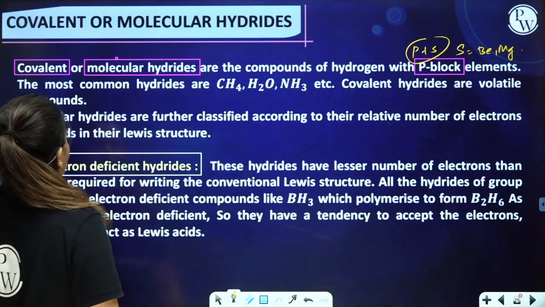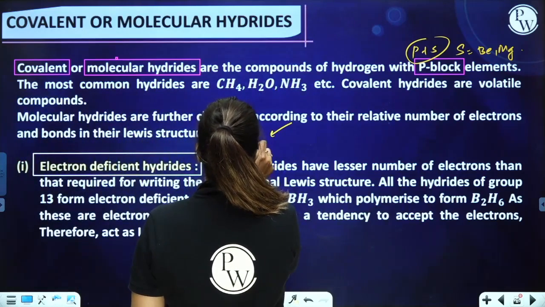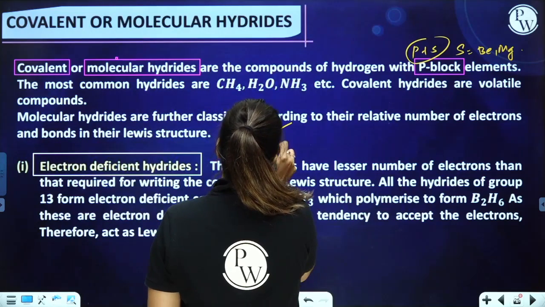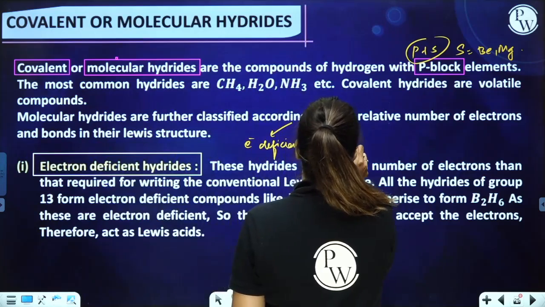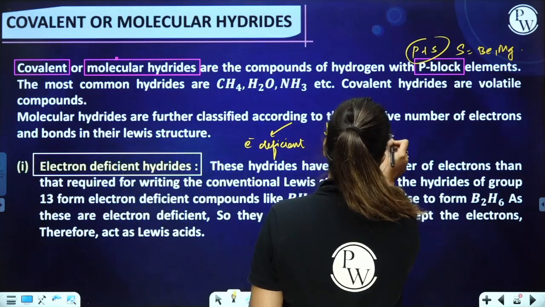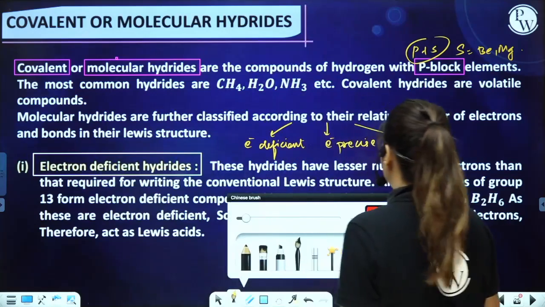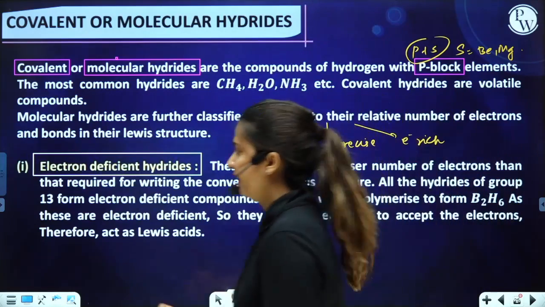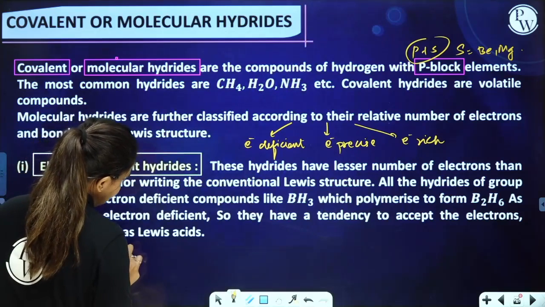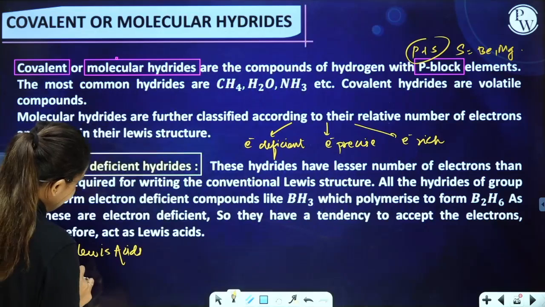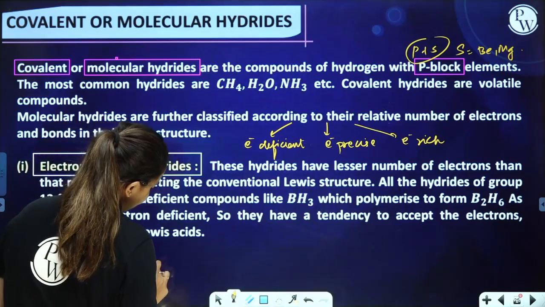Okay. Molecular hydrides are further classified into three parts. One of them is electron deficient, one of them is electron precise, and the other is electron rich. These are the three categories in which the covalent hydrides are divided. Electron deficient hydrides means they are behaving as Lewis acids. They have a deficiency of electrons.